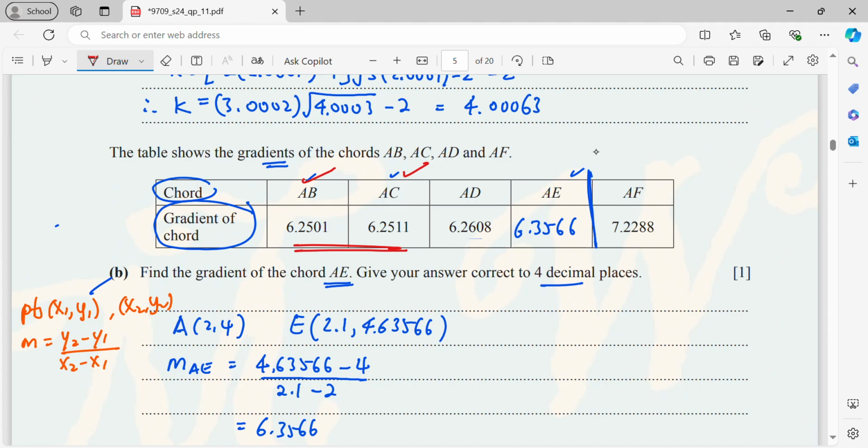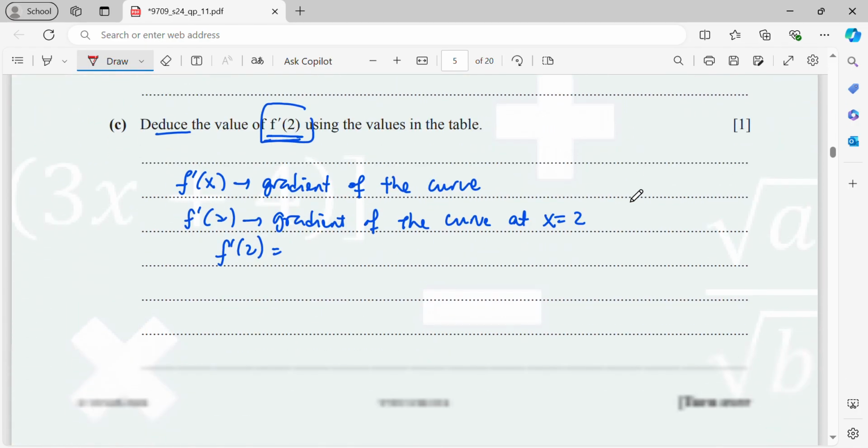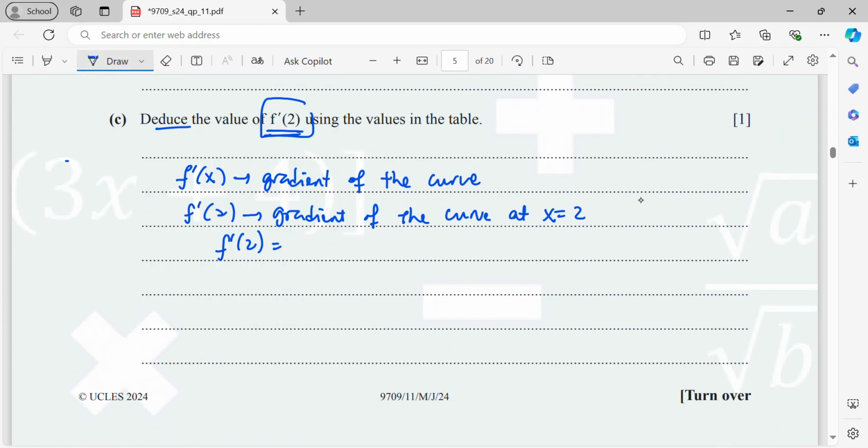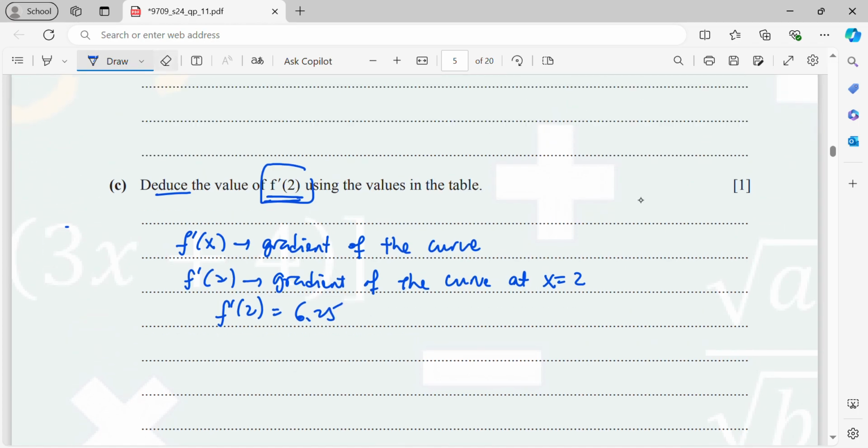Okay, and then when you consider these two values, the gradients will be from 6.2501 to 6.2511. So I will just take these two values for the consideration. Right, so which means correct to 3 significant figures, that will be 6.25. Okay, because these two values are closer to x equals 2 compared to points D, E, and F. So here, therefore, I will just write 6.25. So this is how we deduce the gradient.